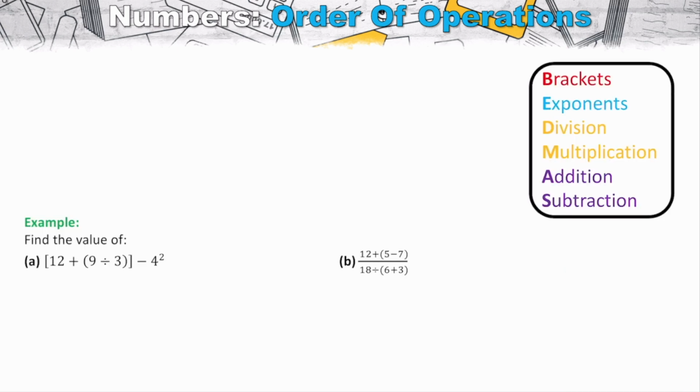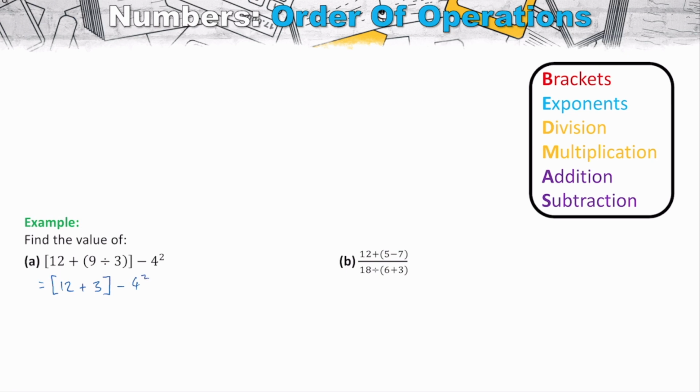But let's have a look at a couple more. I'm going to look at them first, then talk about things that we need to keep in mind. So this next problem, we have multiple sets of brackets. And we know that we have to do the brackets first. So what do we do here? Well, we solve the innermost brackets as our priority. So in this case, it's the 9 divide 3 as our first priority here. So we've got 12 plus the 9 divide 3. 9 divide 3 is 3. And then we subtract our 4 squared.